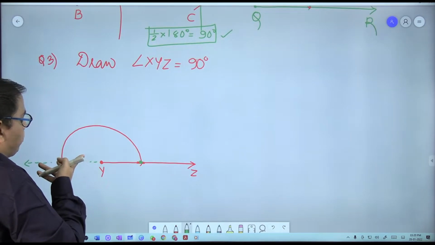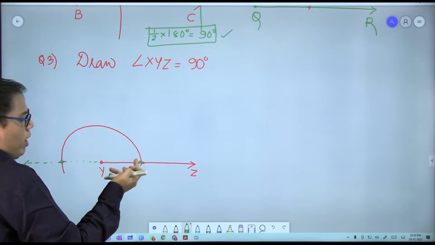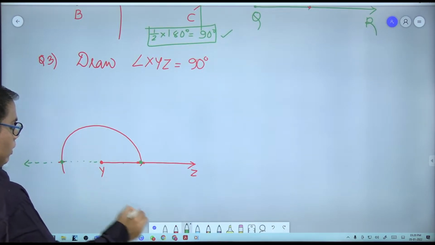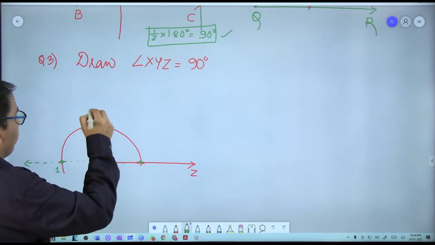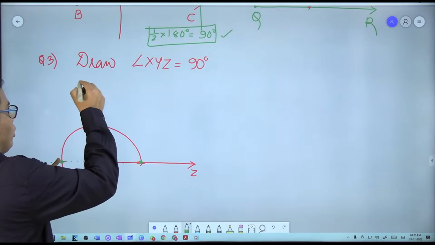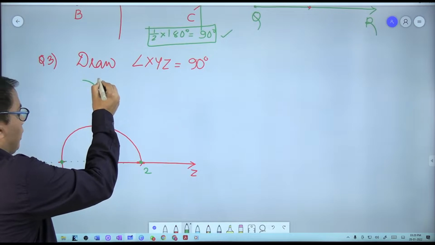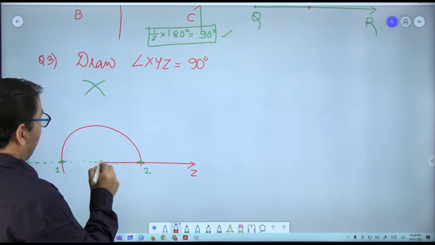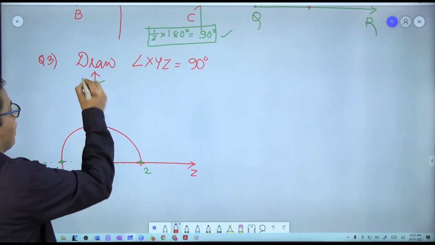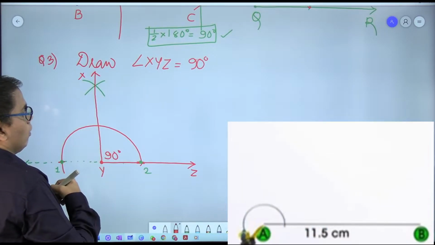Now what you will do is pointer here, and your pencil will be somewhat close to this point. Take it a little behind, not much. And from this point, I am numbering this as point 1. From point 1, you will make sure that you surpass this point Y. You will draw one arc here from point 1, and from this point 2 you will cut this arc. And now you can draw this ray, and this ray XYZ, this is X, Y and Z. This angle will be exactly 90 degrees.